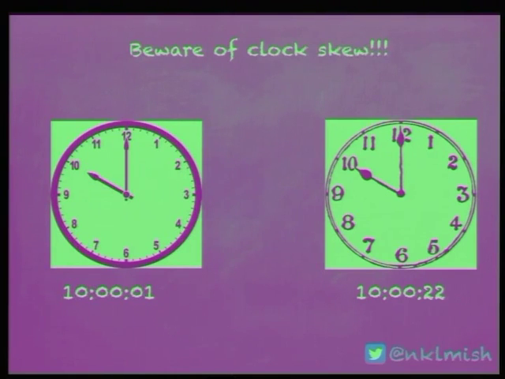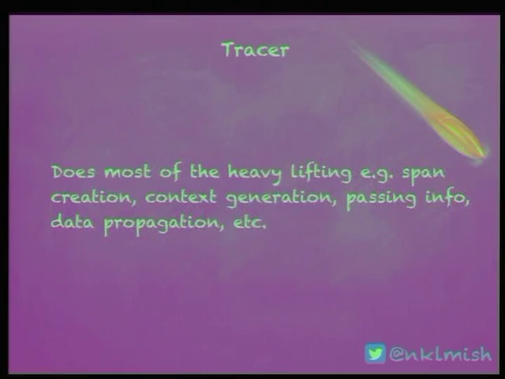What you can do is use NTP, or maybe have some GPS installed in your data warehouse, to make sure that all of your services agree on the same duration of time. What is a tracer? The tracer does the most heavy lifting. It is the one which takes care of data propagation, context generation, and passing info throughout your spans.